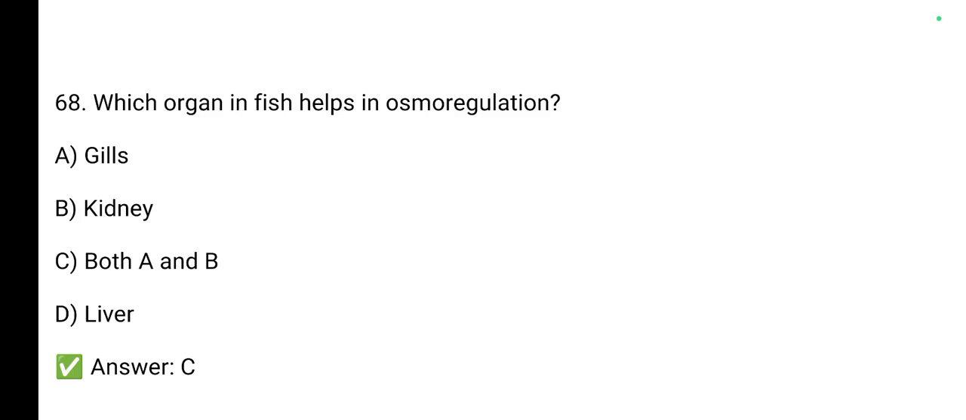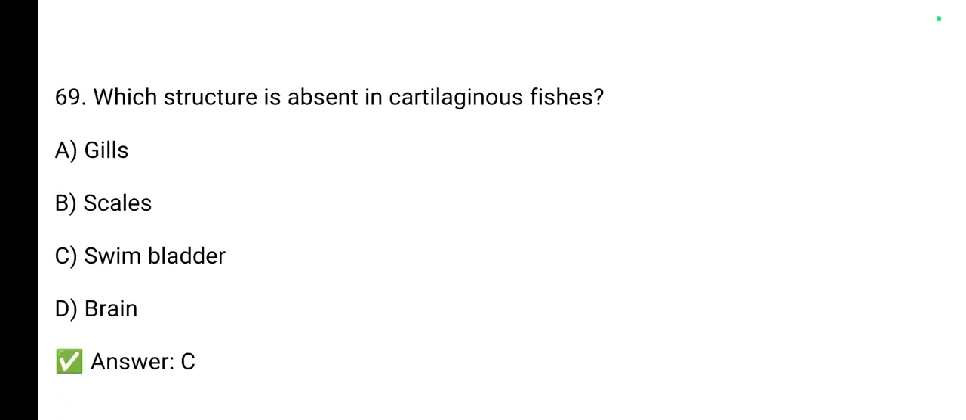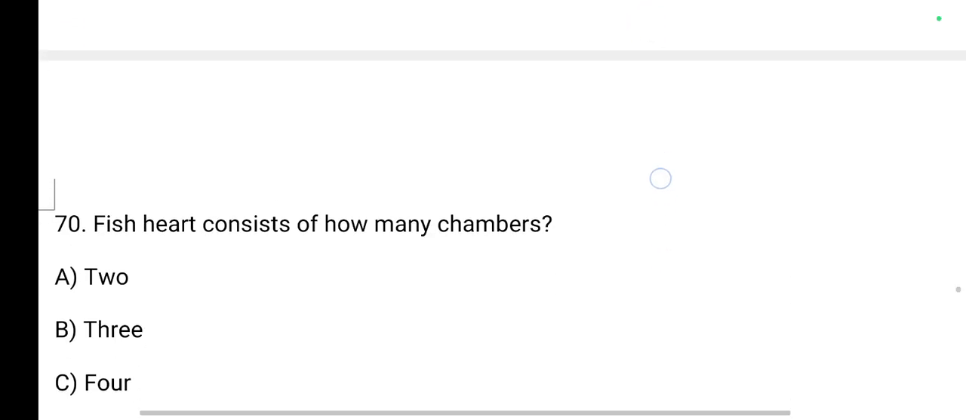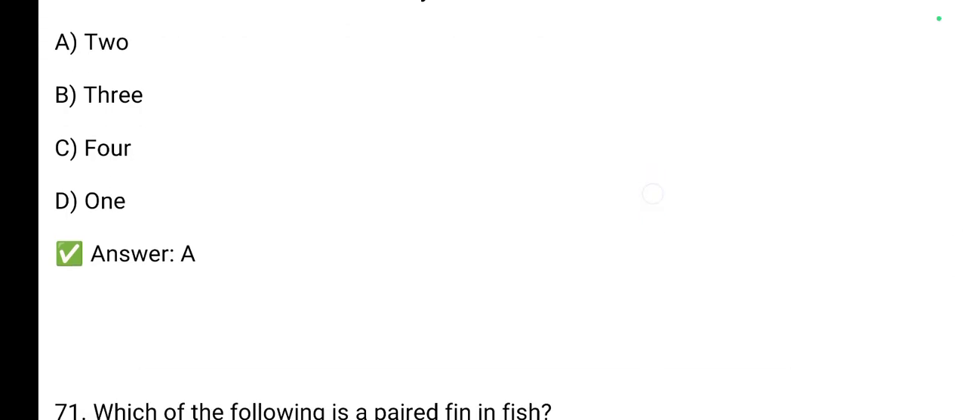Which organ in fish helps in osmoregulation? So it will be both gills and kidney. Which structure is absent in cartilaginous fish? So the answer will be swim bladder. Fish heart consists of how many chambers? So the answer will be 2 chambers.